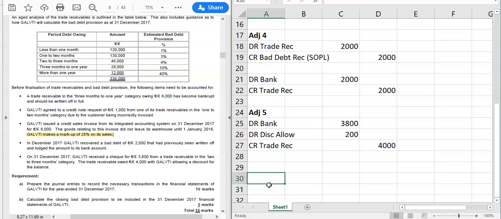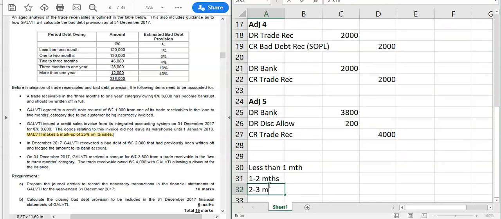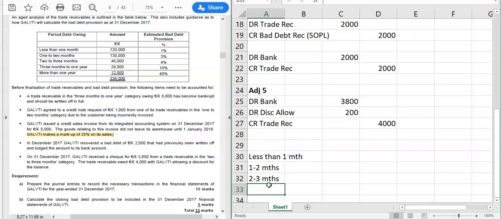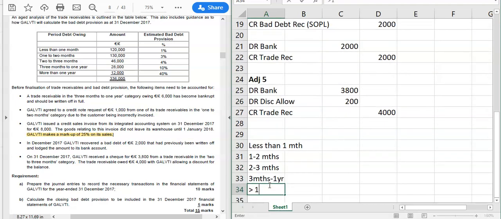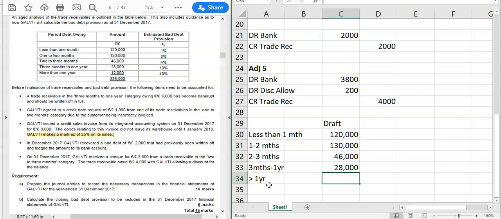So we'll just write it out then. You have less than 1 month. You have 1 to 2 months. You have 2 to 3 months. You have 3 months to 1 year. And you have greater than 1 year. So we're just trying to list it out like that. We'll call the draft balance what we're given already: 120, 130, 46, 28, and 12.